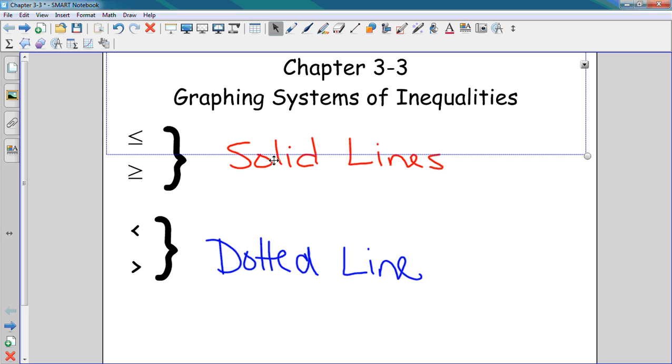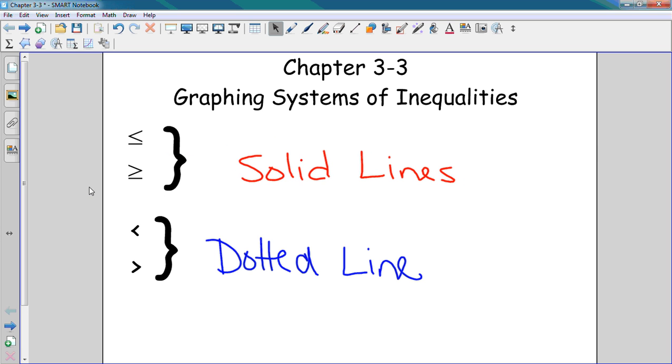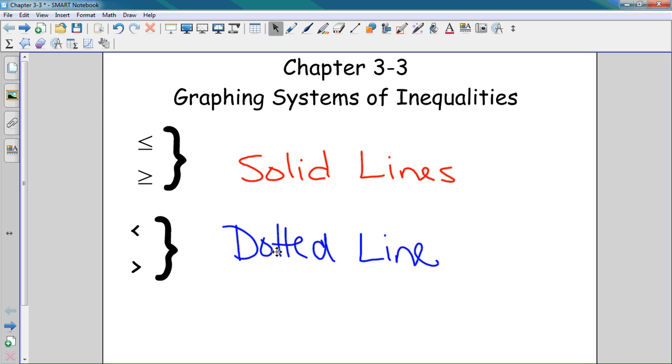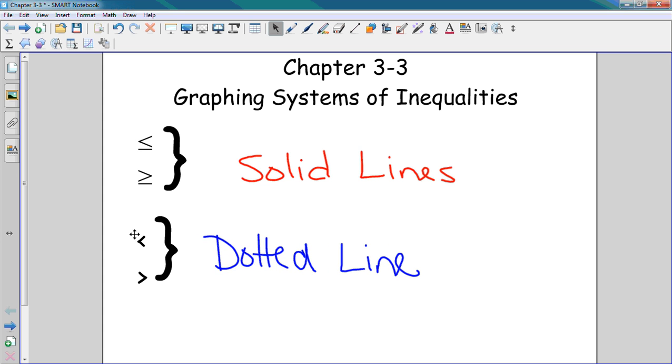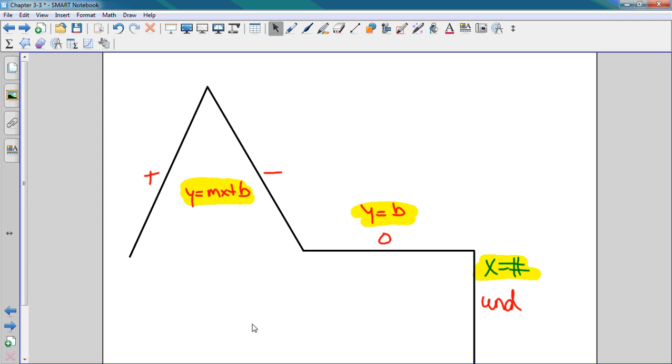So, just to remind you, solid lines, remember, solid lines mean it's either less than or equal to or greater than or equal to. Okay? Dotted lines mean less than or greater than. There's no equal to. That's just review. A review of your slope picture or your mountain picture.